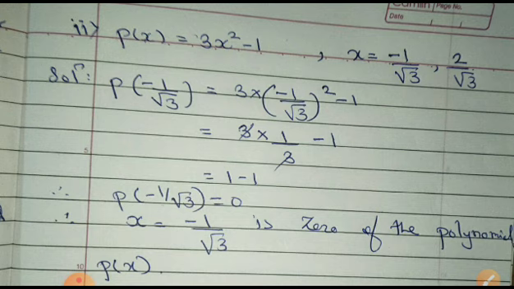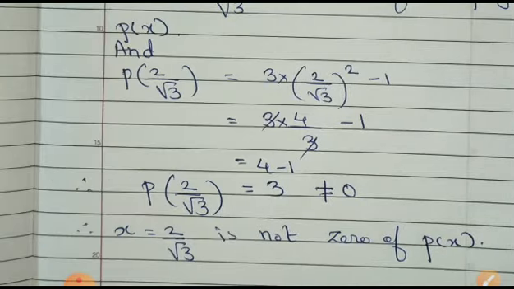Minus into minus becomes plus. Root 3 into root 3 becomes 3. So you'll get 3 into 1 by 3 minus 1. Ultimately, the answer becomes 0. So we can say that minus 1 by root 3 is a 0 of the given polynomial. Okay? Now we'll see the second indicated value, x equal to 2 by root 3.